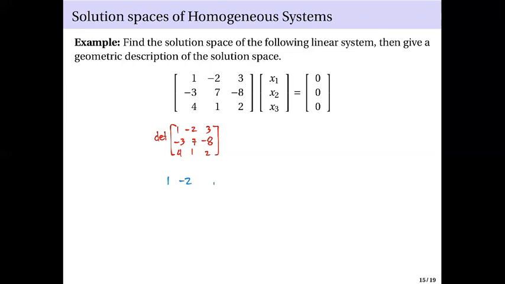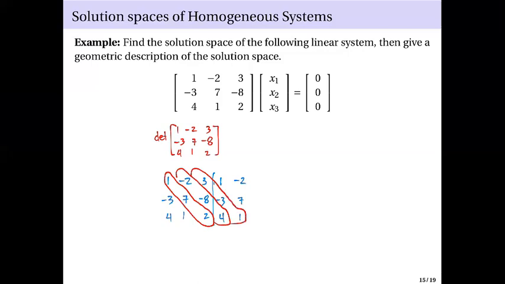Negative 1, 1, negative 2, 3, negative 3, 7, negative 8, 4, 1, 2. Okay? Then we augment 1, negative 3, 4, negative 2, 7, 1. Okay? So we have this, and we have this.